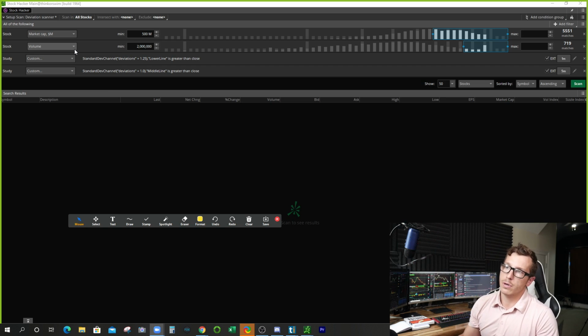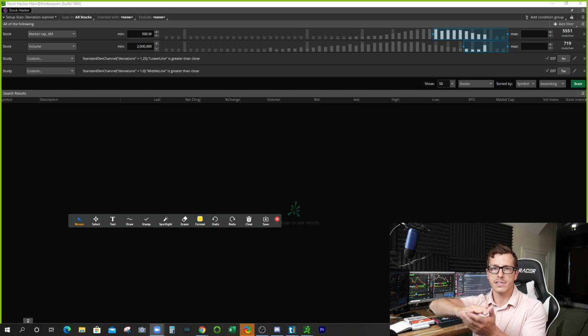The first two are market cap, 500 million. Next one is stock volume. I have it as 2 million. The preset, I believe, is going to be 400,000. Doesn't matter. You can change the volume to whatever you want. The higher you go in volume, the less stocks you're going to pick up. The lower you go in volume, the more stocks you're going to pick up, and the more work you're going to have to do. That's all, okay? So the volume will really just shrink or expand your list of stocks to choose from.